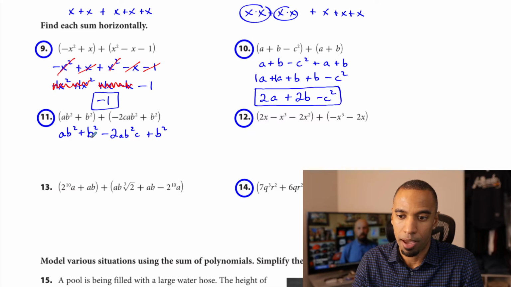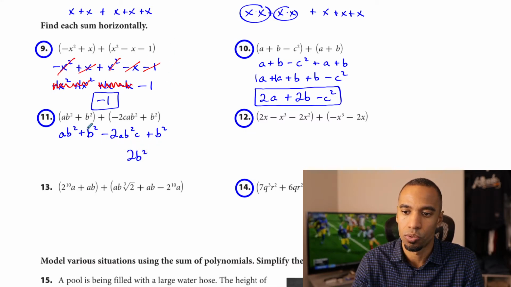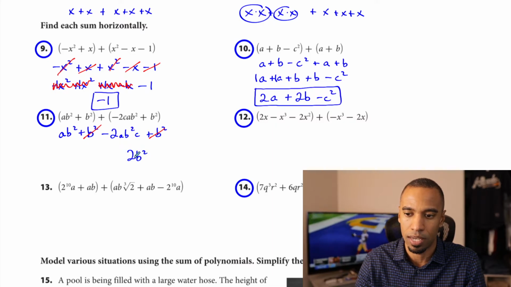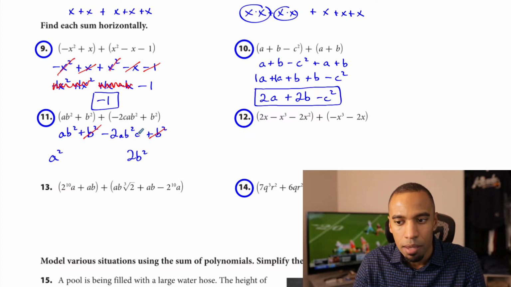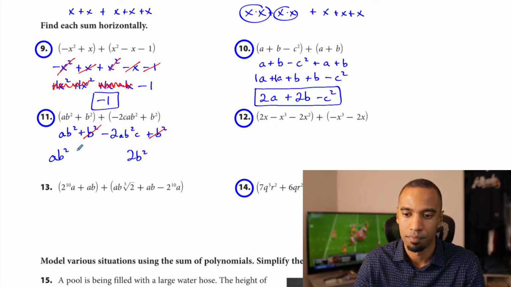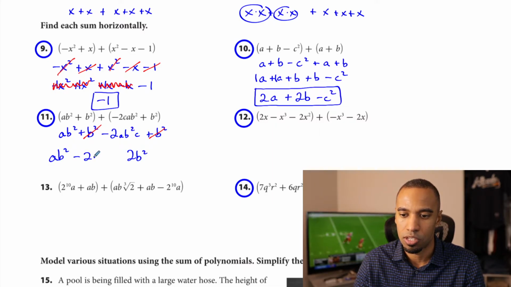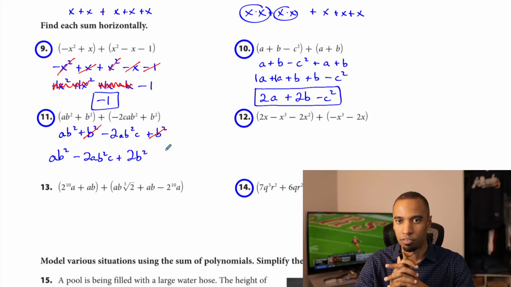These b squareds can combine right here. You see this b squared plus this b squared? Those 2 can combine right there. 1b squared plus 1b squared will combine to get 2b squared. So those 2 combined together, we get 2b squared. I have an ab squared there, and here I have an ab squared c. Because the c is there, it's not going to combine with the ab squared that's right here. So that's a minus 2ab squared c, and then kind of just rewriting it all, and that can be an example of your final answer.